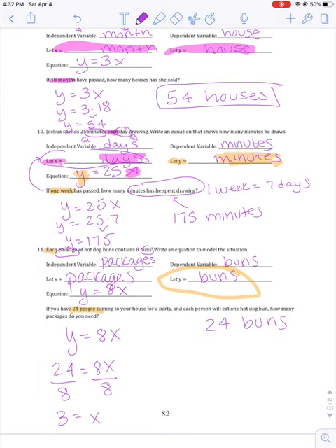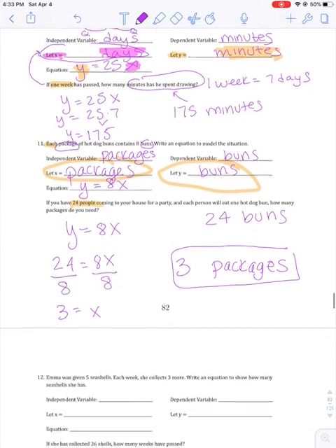I have algebra to solve here. I need to divide both sides by 8. 3 equals x, and x had the unit of packages. So you need 3 packages. Sorry, I was looking away while I was writing.